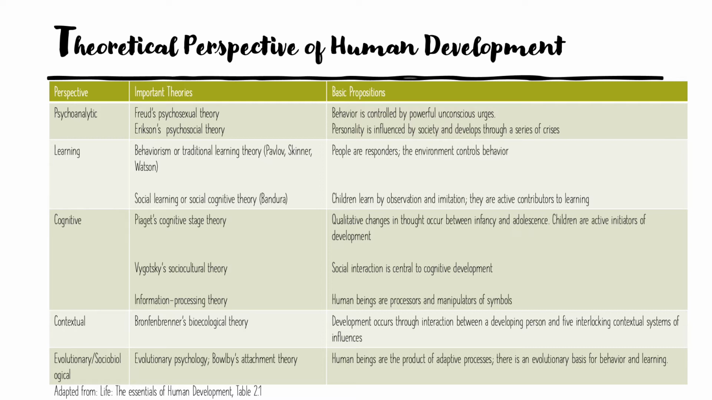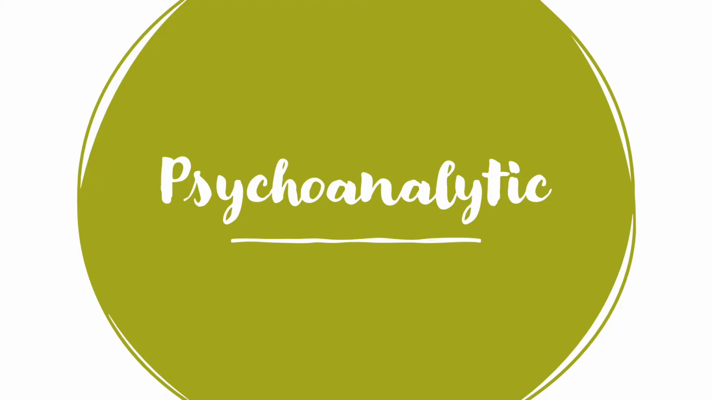Then the contextual theory is Bronfenbrenner's bioecological theory. In this theory, the basic proposition is that development occurs through interaction between a developing person and 5 interlocking contextual systems of influence. And finally, the evolutionary or sociobiological theory. The proposition here is that human beings are the product of adaptive processes. There is an evolutionary basis for behavior and learning. Let's talk about these in a little bit more detail.